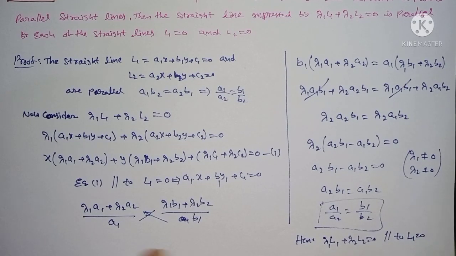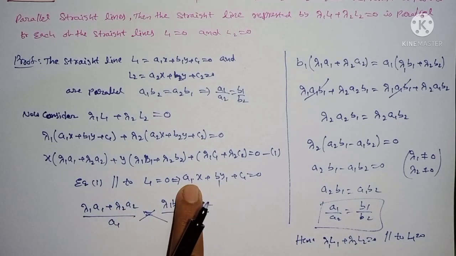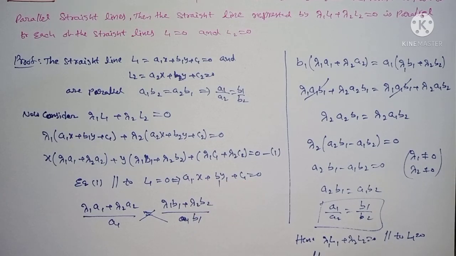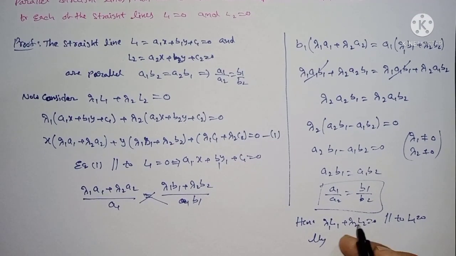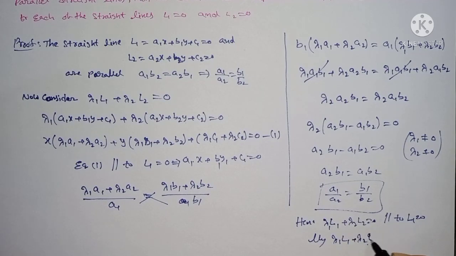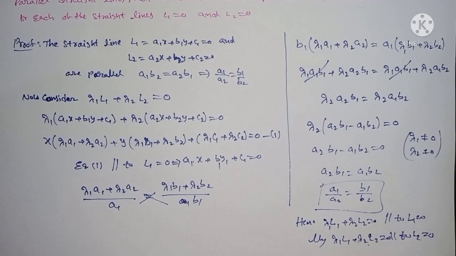Also, you can prove the same for L2. You can take L2 is equal to 0, a2x plus b2y plus c2 is equal to 0. Similarly, lambda 1 L1 plus lambda 2 L2 is equal to 0 is parallel to L2 is equal to 0 also. This is the end of the theorem.